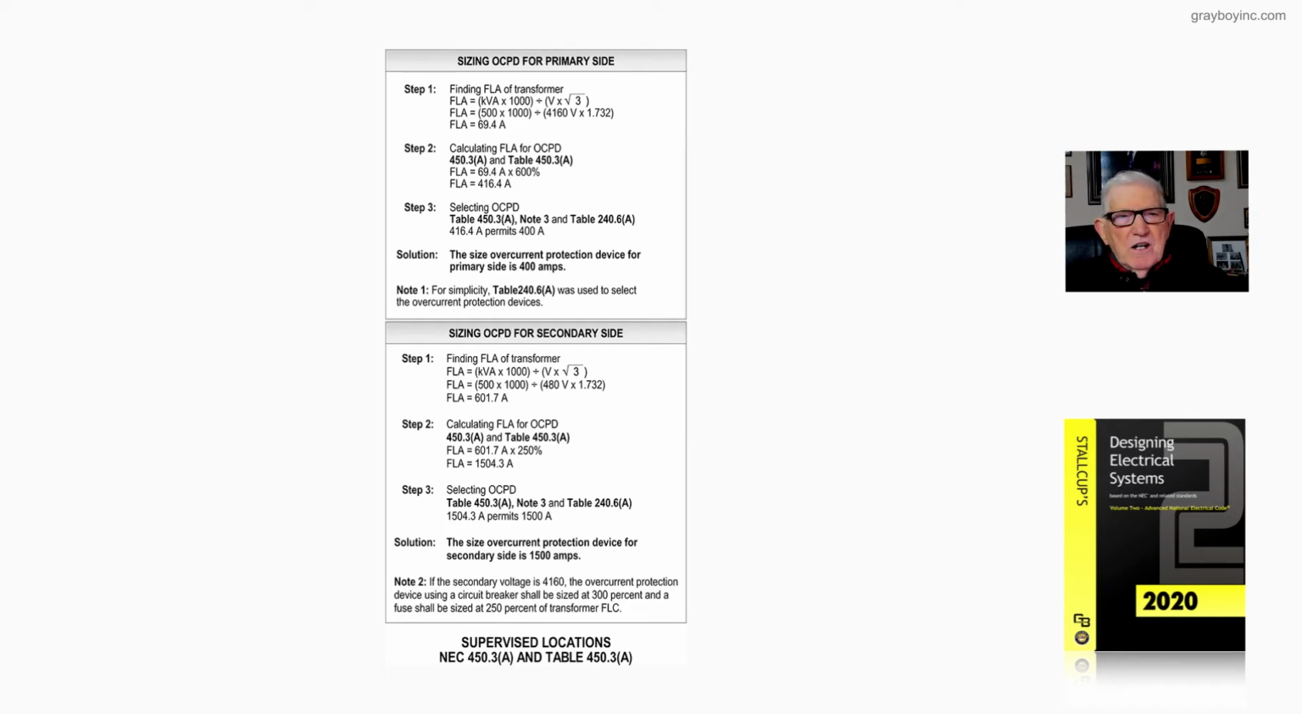Now, step three, we would take 416.4, and notice there's Note 3 to Table 450.3(A) doesn't allow a round up in size, so we'd round down to 400 below the 416.4, and the selection again would come from Table 240.6, just to make it as simple as possible for the user of Stallcup's Electrical Design Book, Volume 2.